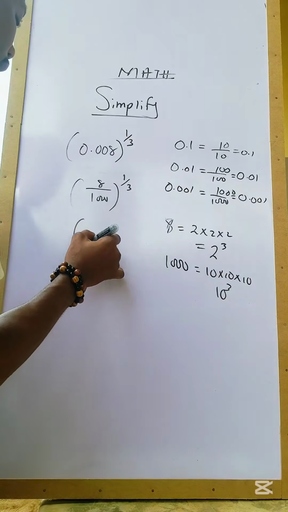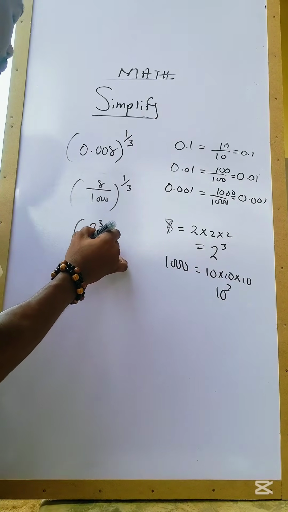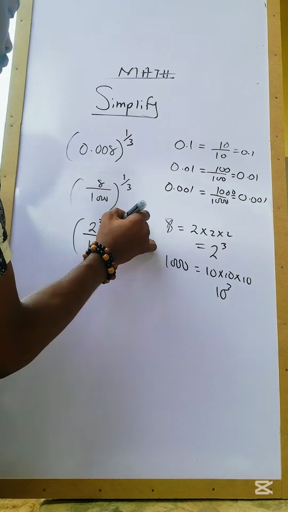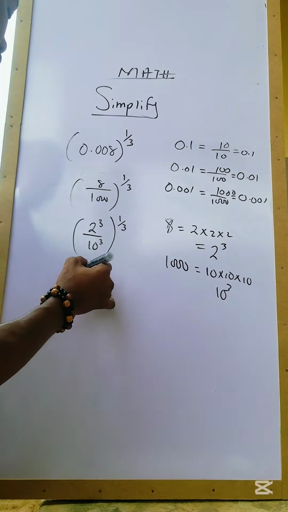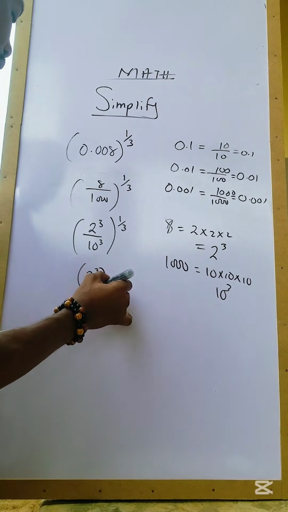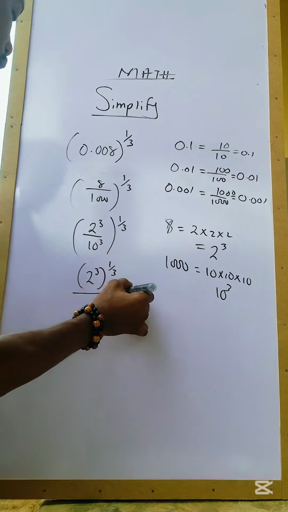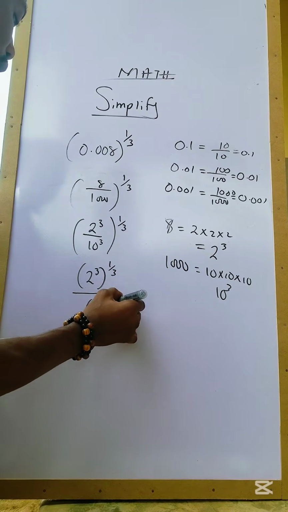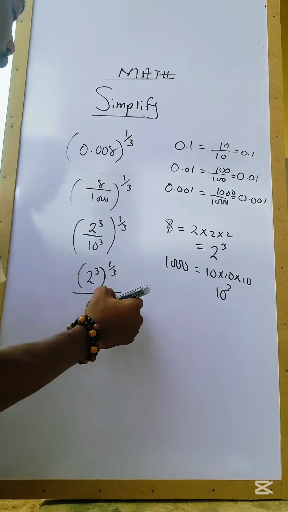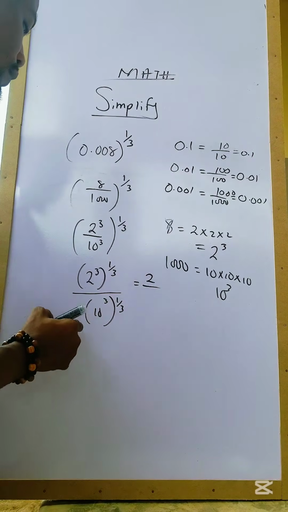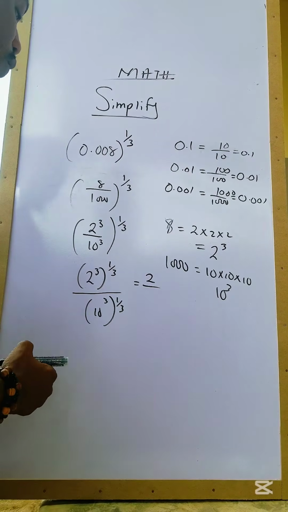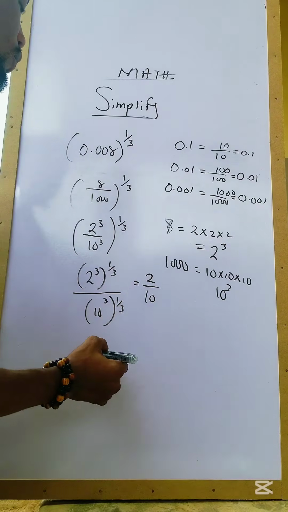So back here I have 2 raised to the power 3 divided by 10 to the power of 3. So under the law of indices, we say what? Power multiply power. So if you look at this very well, this is what we have: 2 raised to the power 3 times 1 over 3, over 10 raised to the power 3 times 1 over 3. So 3 times 1 is 3, divided by 3, we have 2 raised to the power 1. That is 2. 3 times 1, 3, divided by 3, we have 1. That's 10 raised to the power 1, that is 10.